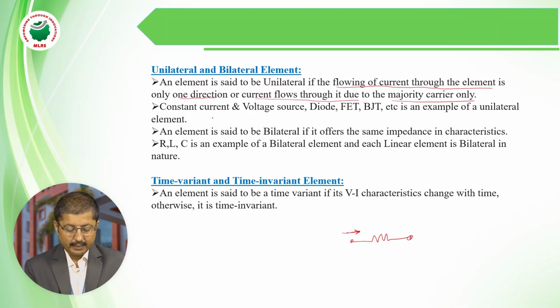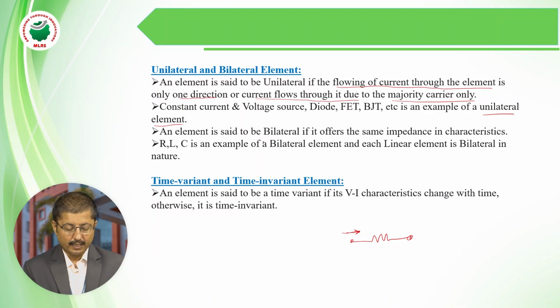Constant current and constant voltage sources are examples of unilateral elements. Diode, FET, BJT, etc. are also examples of unilateral elements. Unilateral means the current flow movement is only in one direction.